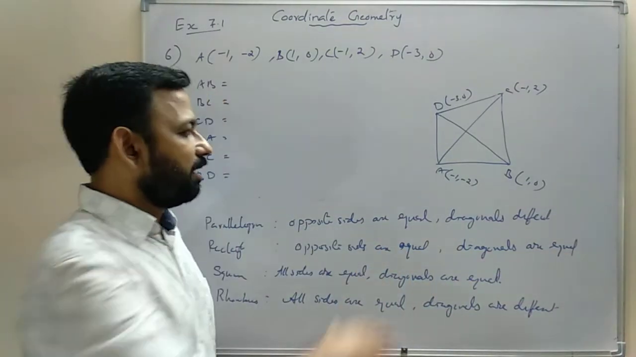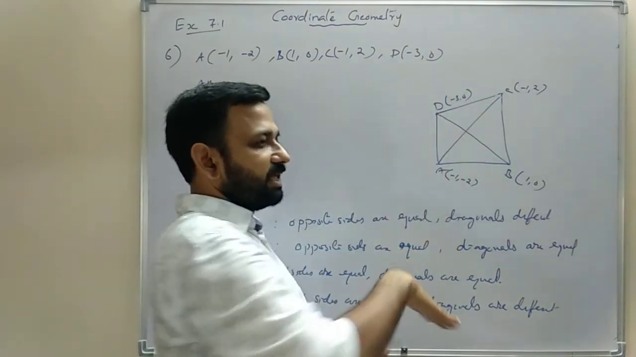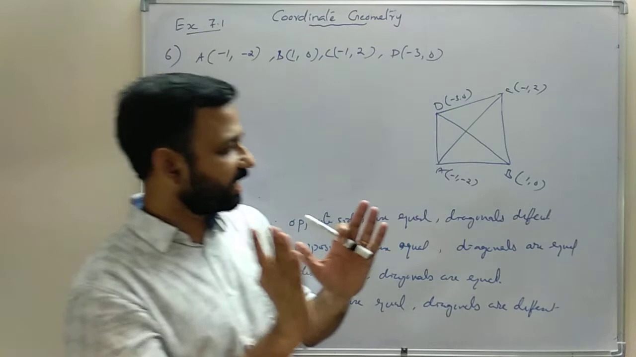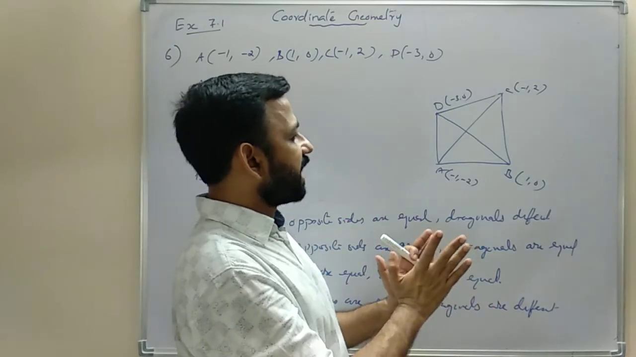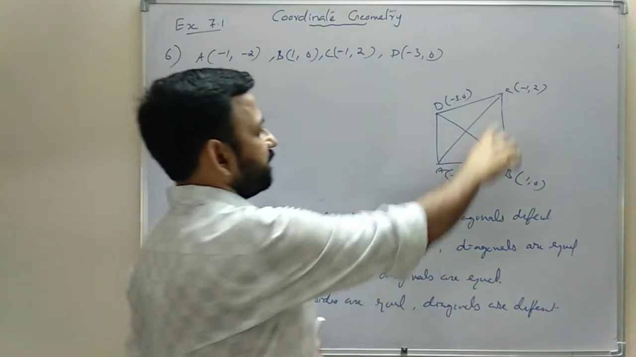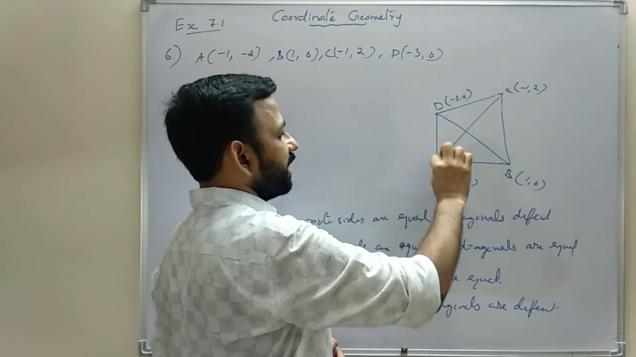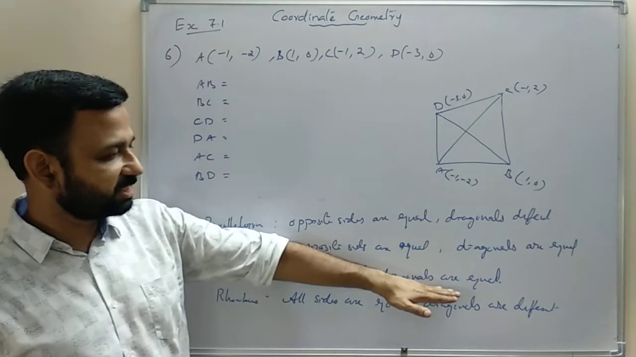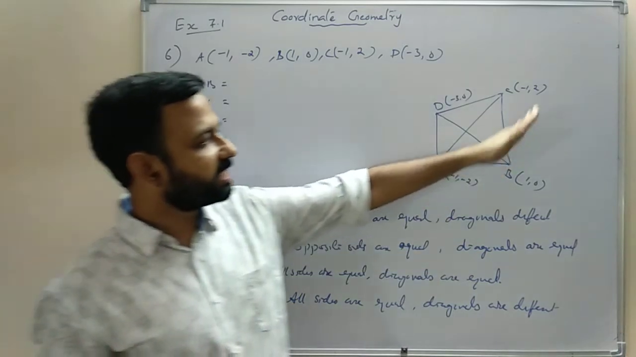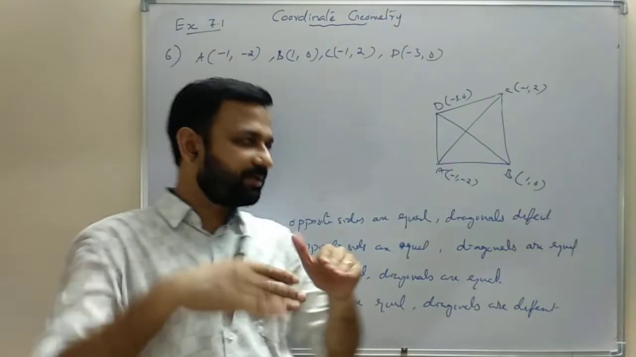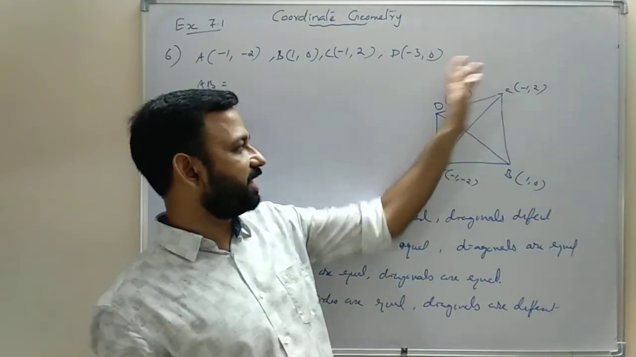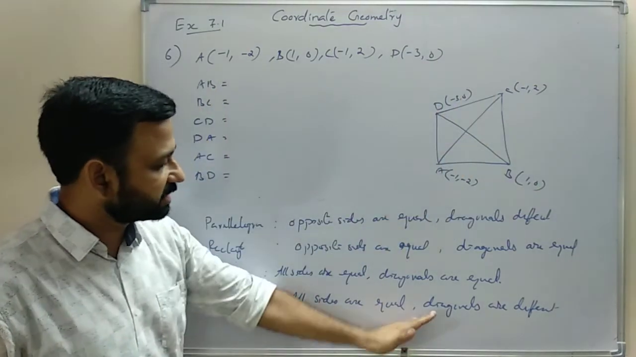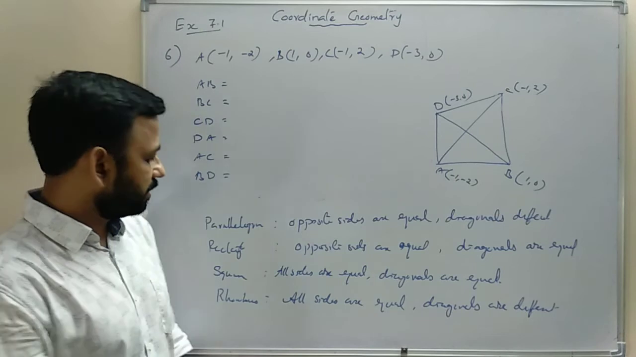Then if all sides are equal, then it can be a square or a rhombus. If all sides are equal and diagonals are equal, AB equal to BC equal to CD equal to AD, and AC and BD are equal, then we can say that it is a square. If all sides are equal and diagonals are different, AB equal to BC equal to CD equal to AD, and diagonals AC not equal to BD, then we can say that it is a rhombus.